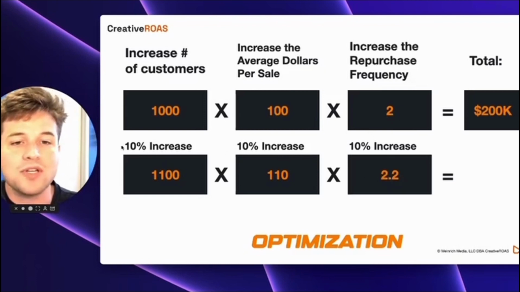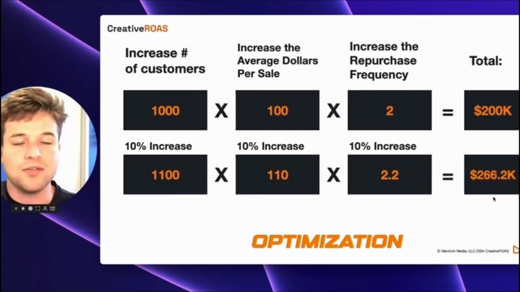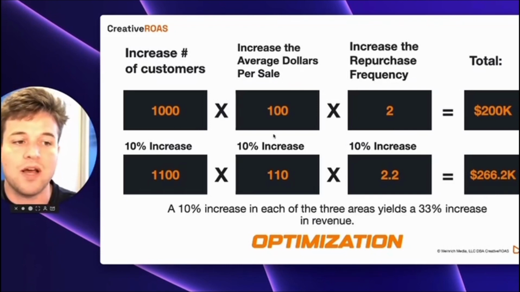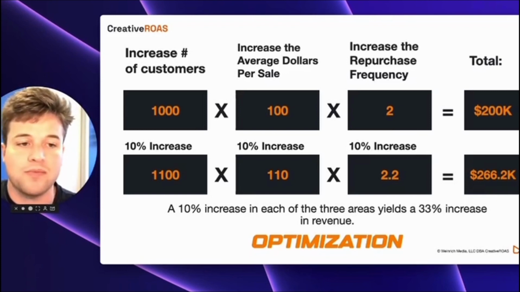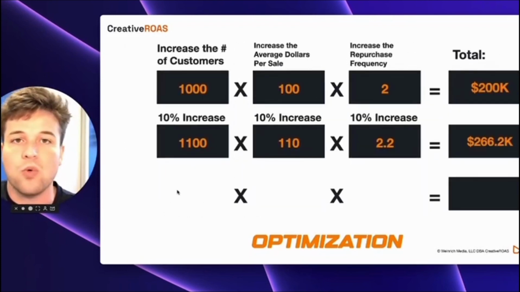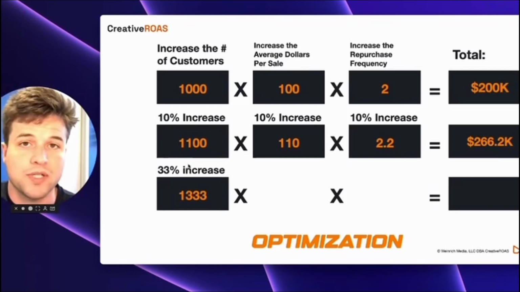So now, just a 10% increase across the board in each of these three areas yields us a $66.2 thousand increase in revenue, right? A 33% increase across the board. Now, let's do another exercise here. You got the exact same thing that we just looked at here, right? The 66.2 increase. Let's say it's a 33% increase.